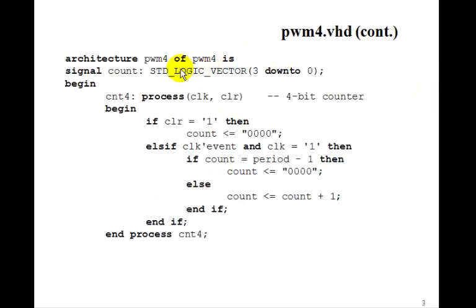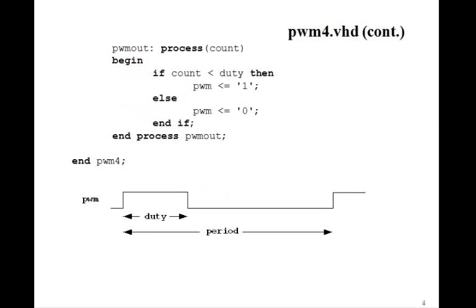So here's the 4-bit counter. We've seen this before. Signal count 3 down to 0. We have our asynchronous clear, and else on the rising edge of the clock. If count is period minus 1, then we'll reset it to 0. Since we're counting from 0, we'll make it period minus 1, else we just increment the count. So this is our 4-bit counter. And then the output, PWM, will just be 1 if count is less than duty, else PWM is 0. So that's how we'll make the PWM signal.